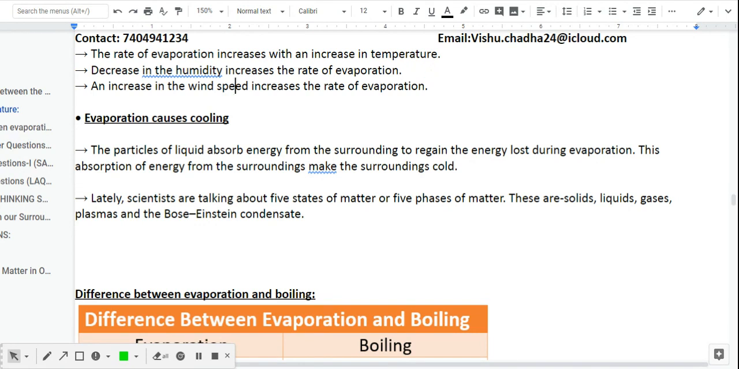So, increase in wind speed. As you know about increase in wind speed, what happens with increased wind speed? You might have seen your parents, they spread their clothes on the roof of their houses so that the wind speed can help the particular cloth to get dry soon. Why? Because with the increase in wind speed, the rate of evaporation will also increase, right?